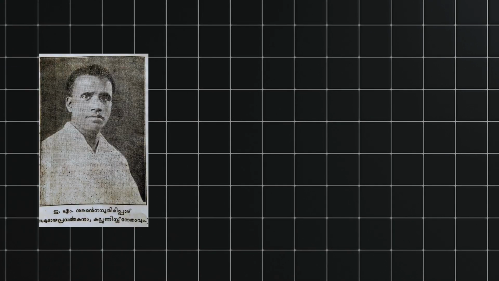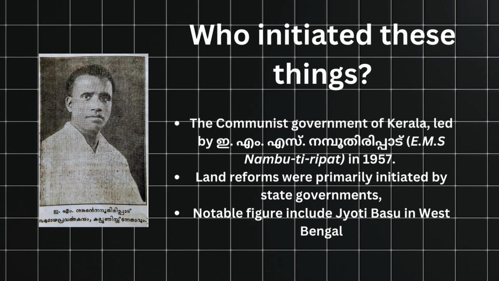So, who initiated these land reforms? The communist government of Kerala, led by E.M.S. Namboodiripad, in 1957. Land reforms were primarily initiated by the state governments. One of the notable figures includes Jyoti Basu in the West Bengal state.